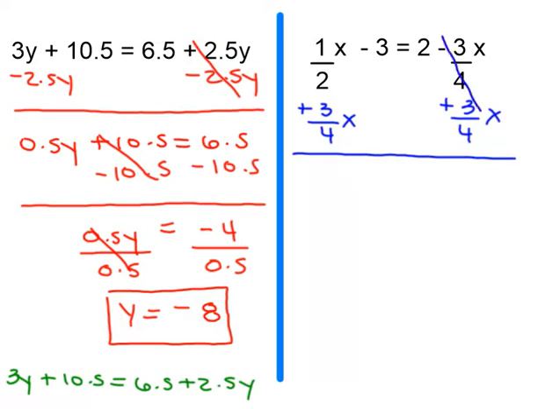So these guys here are going to cancel. So 1/2 plus 3/4. You can set yourself up a little common denominator thing right here. So 2 goes into 4 twice. So that's going to give you 5/4. Okay? I'm going to erase that so we have room to work.